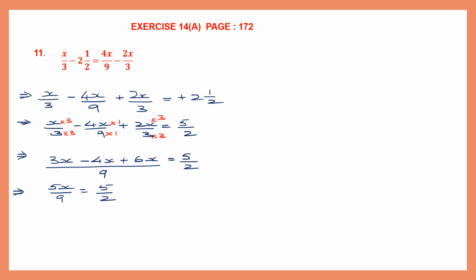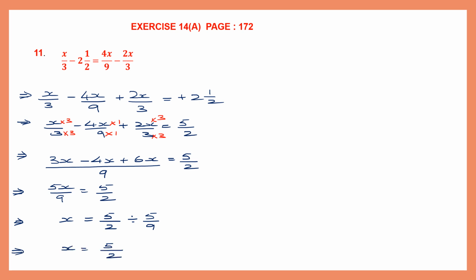So now we are going to leave only x this side. So when we leave x here, on the other side we have 5 by 9 and we are going to transpose, we have 5 by 2 this side. Now we are going to transpose this 5 by 9 to the other side. So since it's multiplication, when it goes to the other side it becomes division. So divided by 5 by 9. Now let's find the value of x. x is equal to 5 by 2.